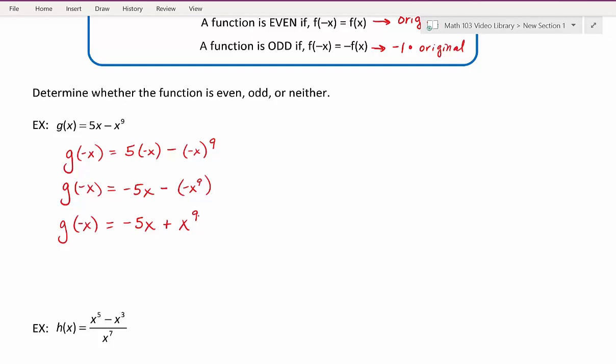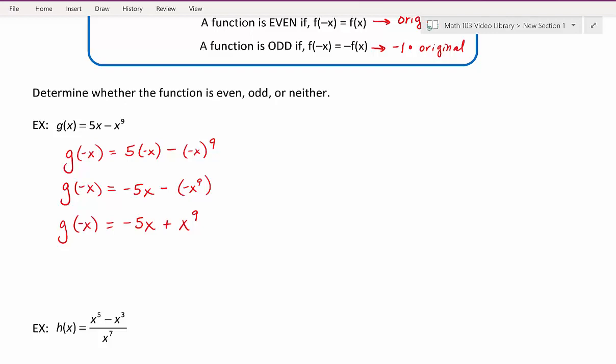So we start by looking at the original. Is that exactly the same as the original? Definitely not. So it's not even. Then we want to see, is that negative 1 times the original? Well, sometimes we can look and tell, and sometimes we can't. Sometimes when we try to just look and tell, we make a mistake.